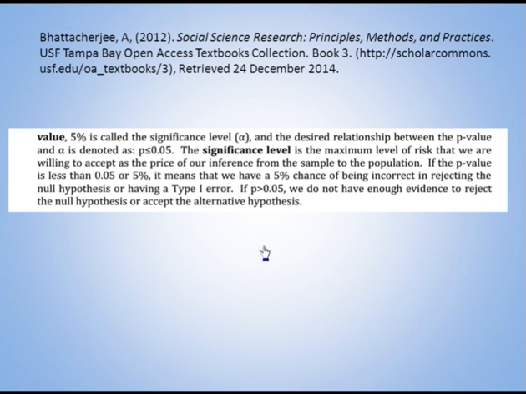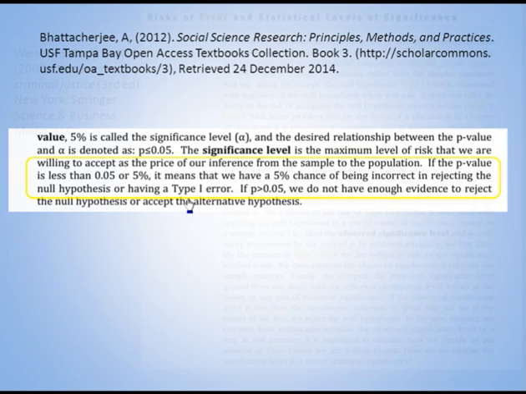Similar error here. You have to define a significance level. There are some definitional problems here, but it says if the p-value is less than 0.05 or 5%, it means we have a 5% chance of being incorrect in rejecting the null hypothesis or having a type 1 error. It's because they're calling alpha the probability of type 1 error. They don't refer to the condition which is not known, namely the condition that the null hypothesis be true in the experiment. So again, they come to the same error because they don't talk about conditional probabilities.